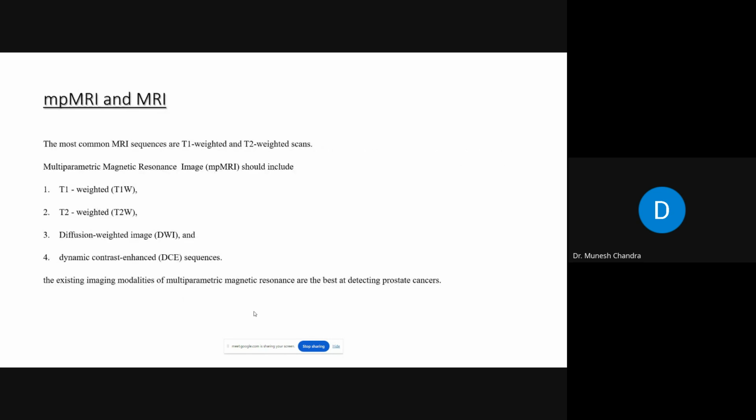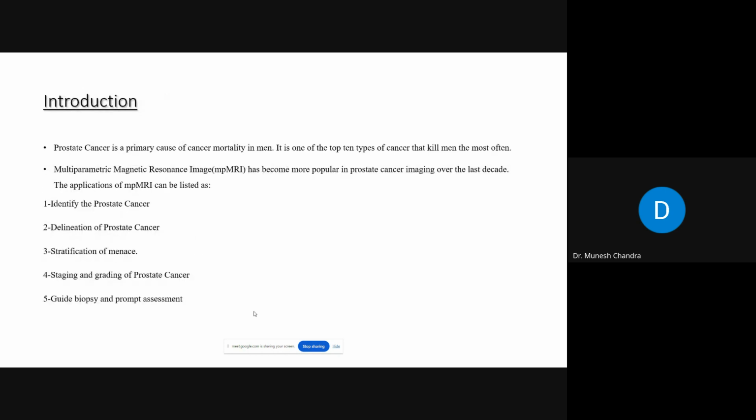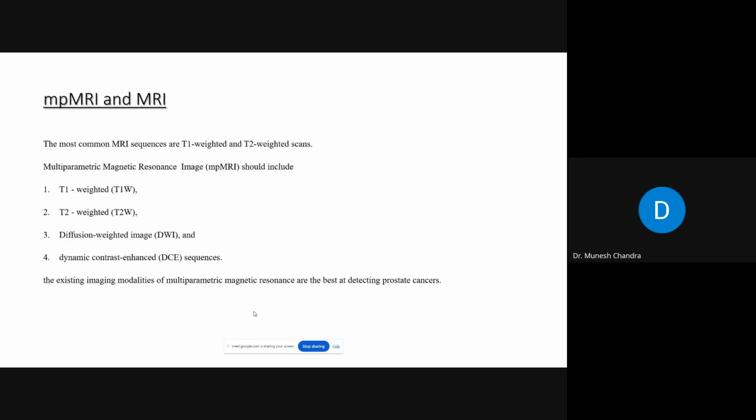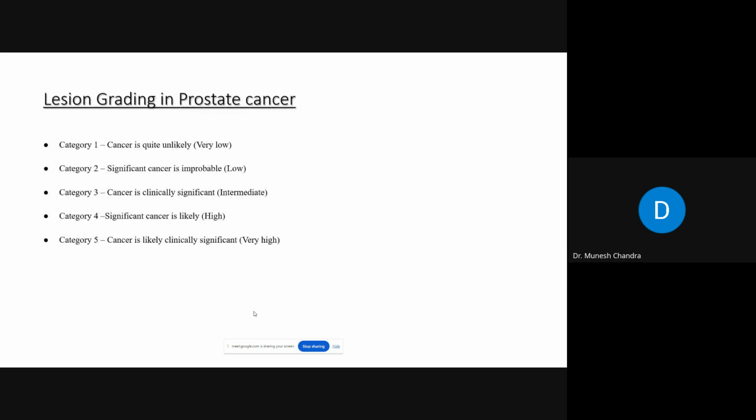So what is the basic difference between MPMRI and MRI image? As we have discussed, MRI is the normal image, a magnetic resonance image. But whenever we talk about MPMRI, it means multi-parametric. Here we have multiple parameters, so that's why it is called MPMRI, multi-parametric MRI image.